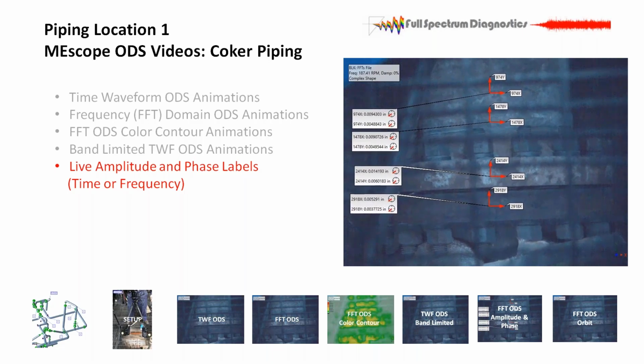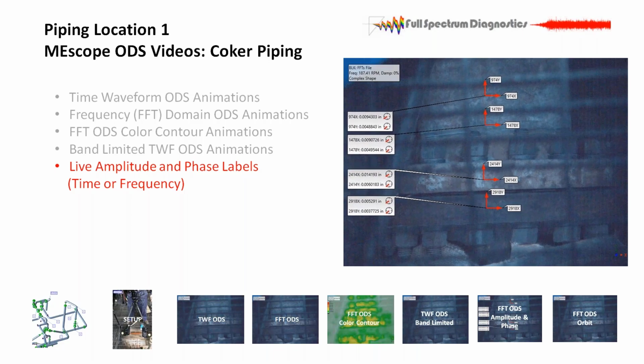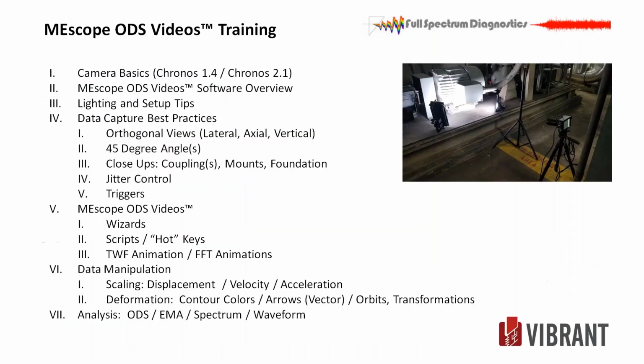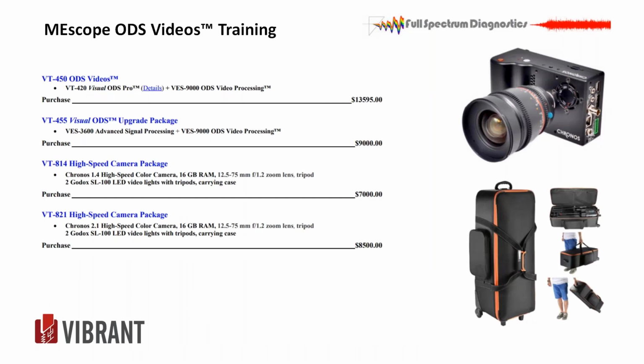Ramiro asks, is the software upgrade applicable to any version of the MEscope software? If you have VT620, which is the basic ODS, you can upgrade from there. You do need to get up to ODS Pro, which you're seeing here on the screen now. So if you currently have ODS Pro, you do not need the upgrade package here, the 9000. You can actually purchase just the VES 9000, which is $6,000, correct. So the bare minimum you need to have is an ODS Pro, so you can get up to that using this VT450 package.